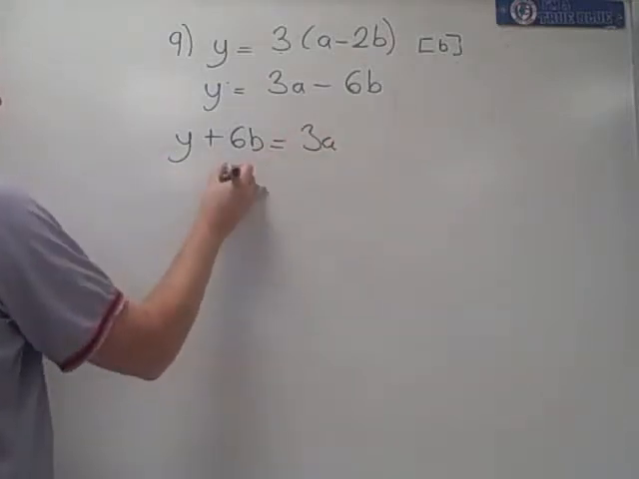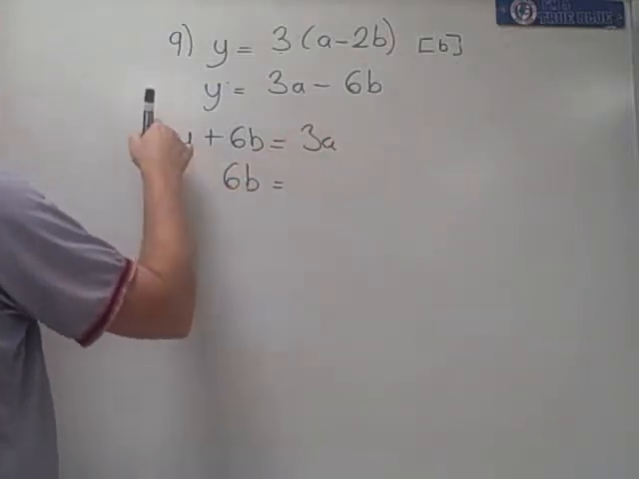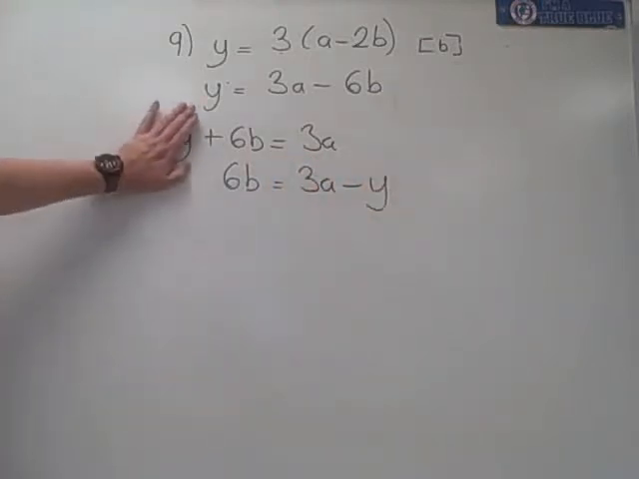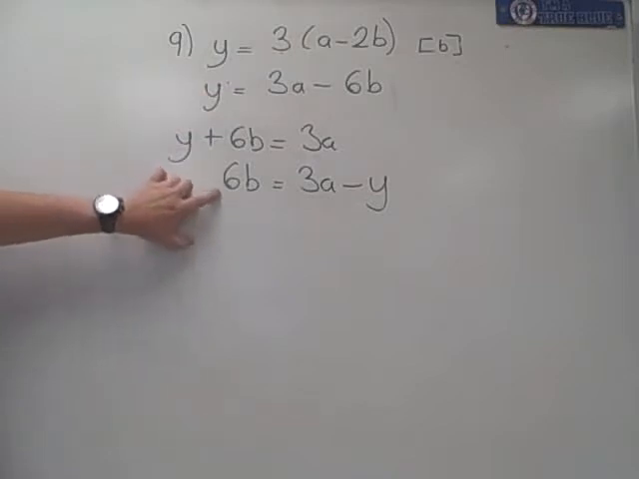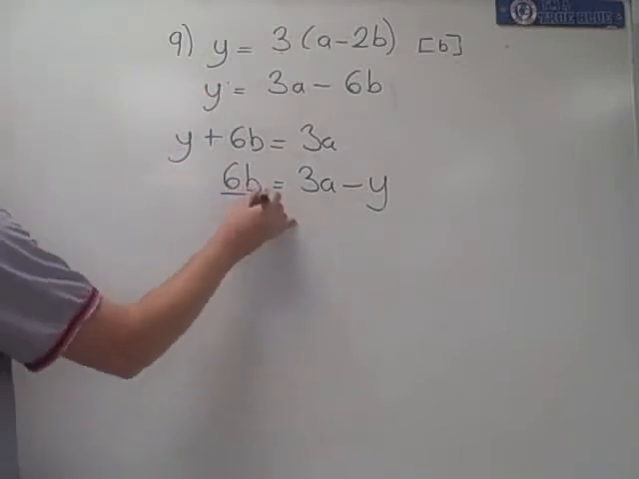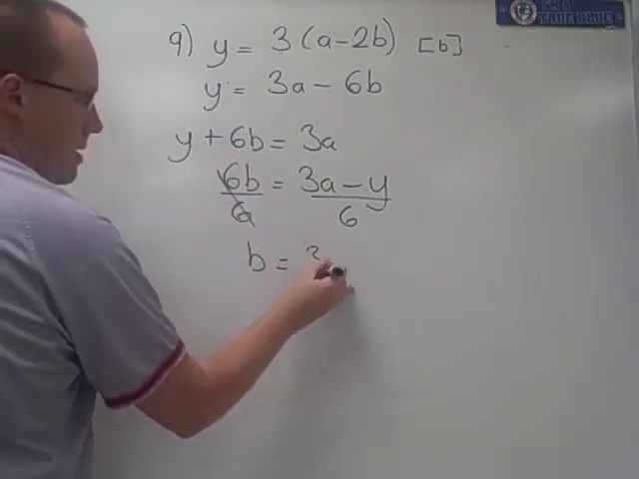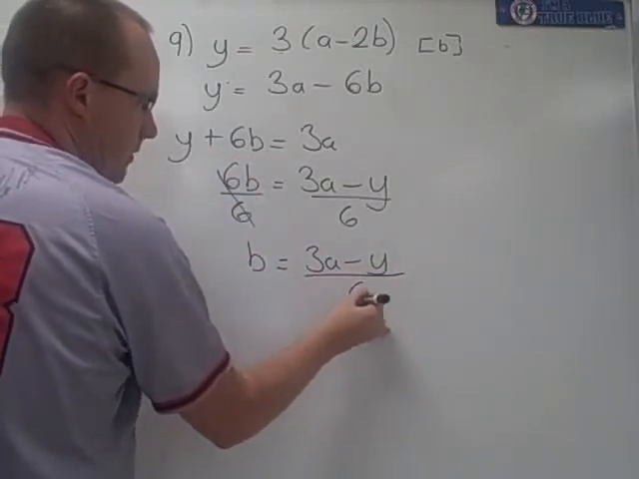Now I can bring the y to this side. So this is a positive y, so when I bring it to the other side it becomes a negative y. I drop the plus at this point because positive 6b is just the same as 6b. And then divide both sides by 6. That cancels, and we get b equals 3a minus y over 6.